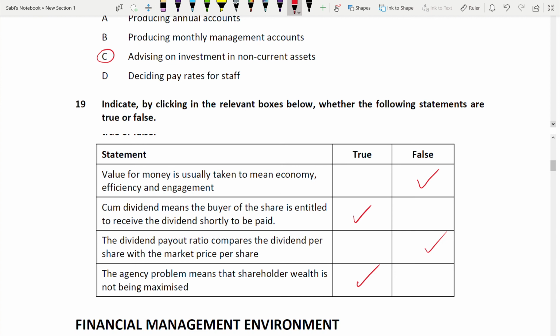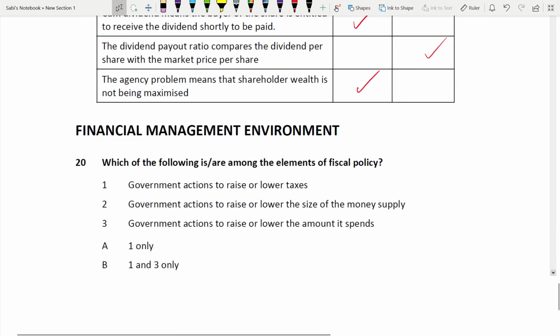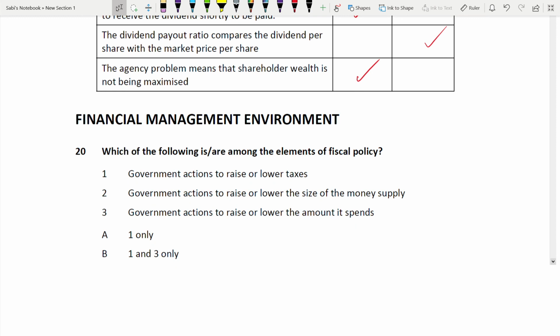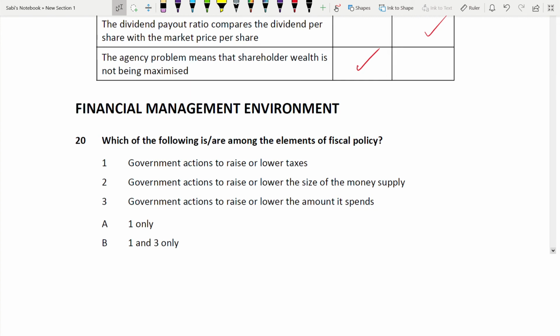With this, I have finished the section A questions on financial management function. The next is financial management environment. I haven't covered that syllabus area yet, so after we finish the syllabus, I'm going to do the questions on this. As an example, you can go through question 20. You can see it talks about fiscal policies. So you can have some idea what we are going to discuss in the financial management environment: fiscal policy, monetary policy, tax rate, government spending, interest rate, inflation, all those things.